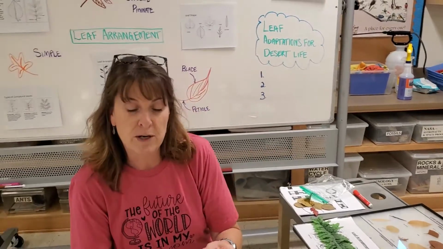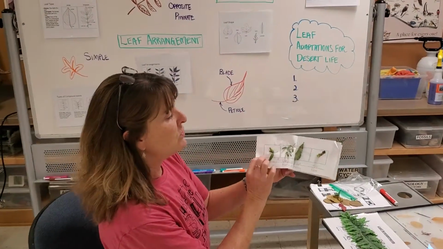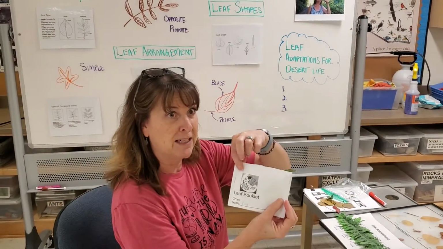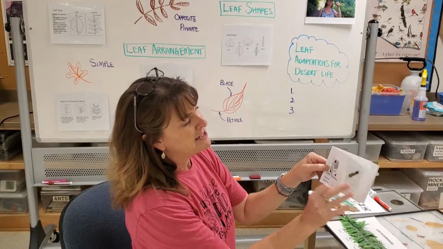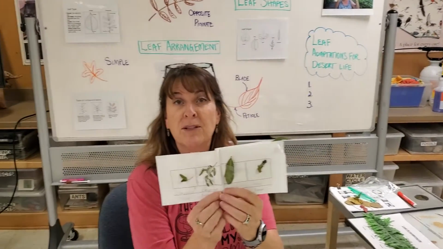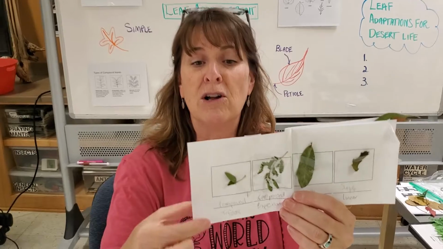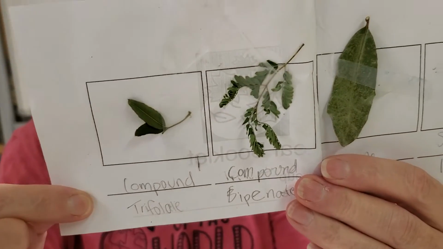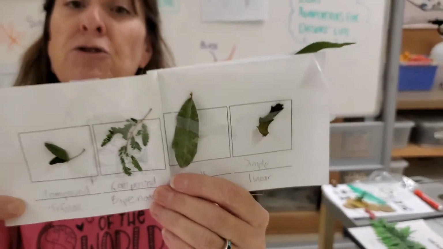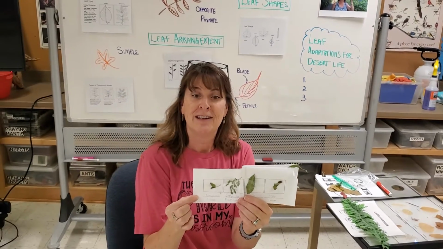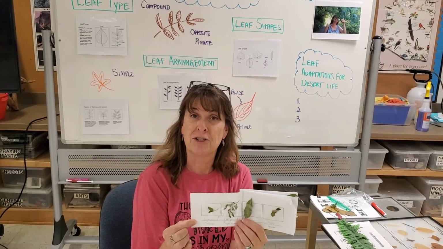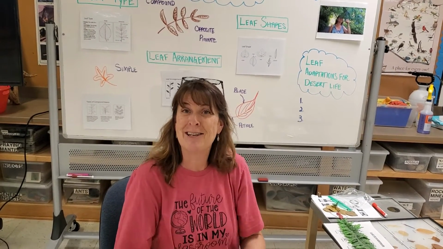You can leave your booklet as a shape, or you can turn it into a little booklet like we did and take the leaves that you find along with their labels. See how many leaves you can find in your yard and post us a picture. We're looking forward to seeing your leaves.